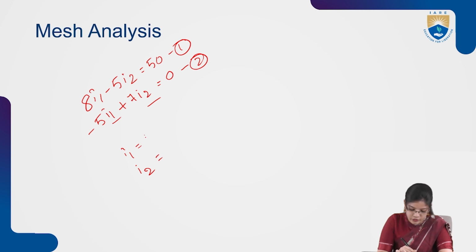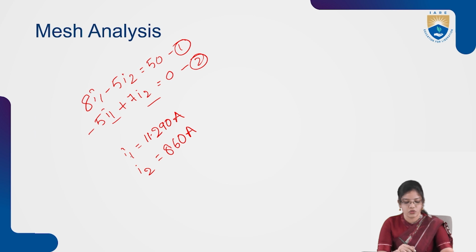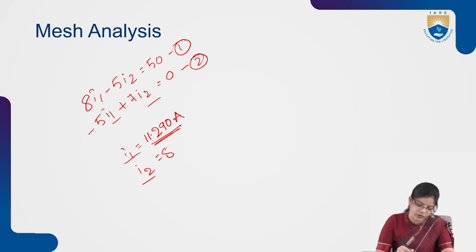The I1 value will be 11.290 amperes and the I2 value will be 8.06 amperes. While considering the values of I1 and I2, we have to take at least a minimum of 3 decimals. So here I have taken 11.290 amperes as the I1 current and the I2 value will be 8.06 amperes.